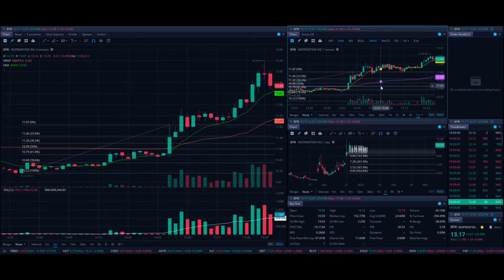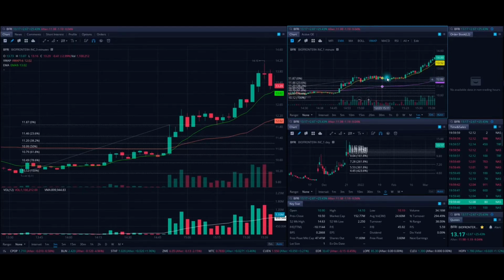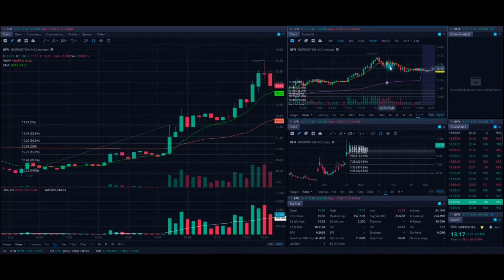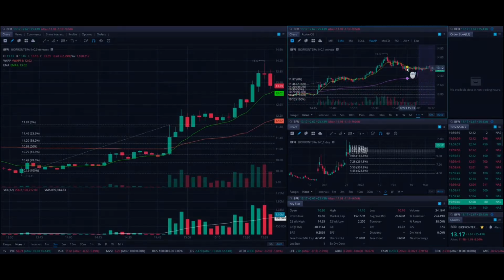Now when this happens, you want to enter your trade as close as you can to the EMA 9 and risk off of the EMA 9. So let's say you entered here at about $11.46 and did not exit this trade until you broke below the EMA 9 and confirmed it as resistance. You would have been exiting at about $13.30.